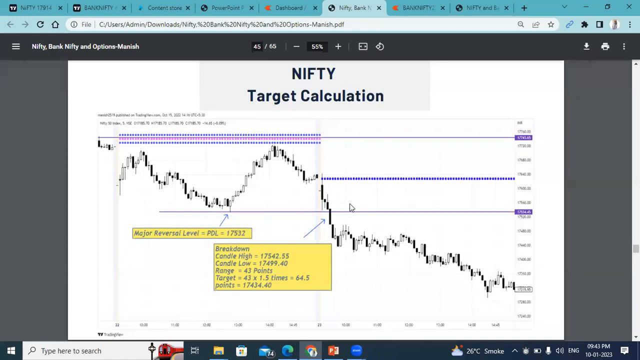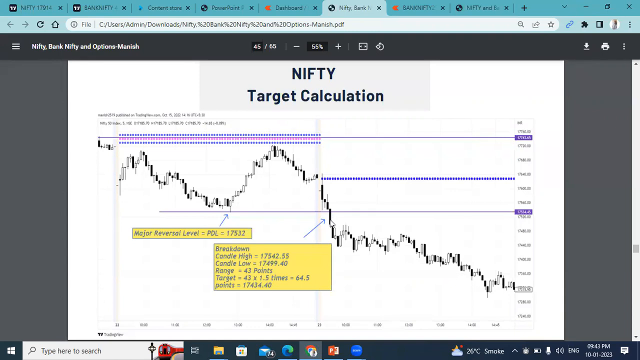Okay, for the remaining lots, trail your stop loss to your entry. If you are trading with 1 lot, you can book when the 1:1 target is achieved. Okay, in this way you can trade. So I will explain this entry, stop loss and target using this candle high as stop loss. If we keep the same candle's high as stop loss, okay, let's see how to take a trade.